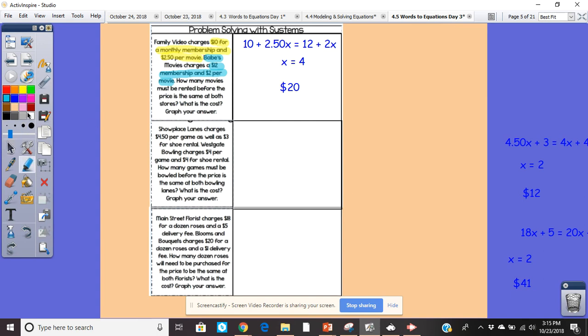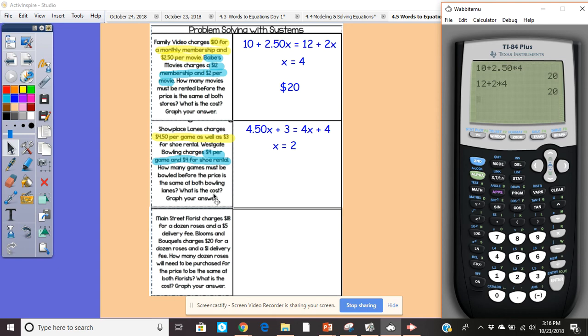All right, for the next one, Showplace Lanes charges $4.50 per game, as well as $3 for shoe rental. Westgate Bowling charges $4 per game and $4 for shoe rental. So my equation here is going to be 4.50x, so $4.50 per game, plus 3, so the $3 for the shoes, equals 4x, so 4 per game, plus $4 for shoe rental. So if we solve this one in our calculator, we're going to get x equals 2.